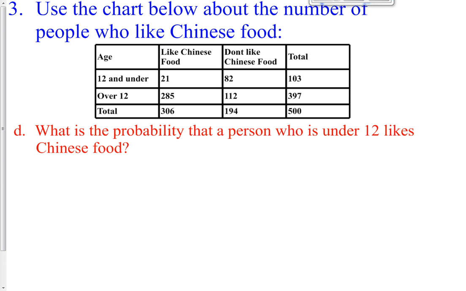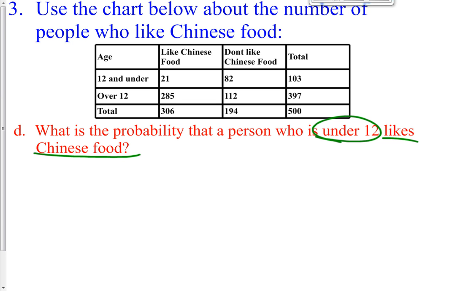Try letter D all on your own now that we've tried letter C all together. Pause the video, please, and try letter D. Okay, so what is the probability that a person likes Chinese food, given that they are under 12? That's what you want to find.